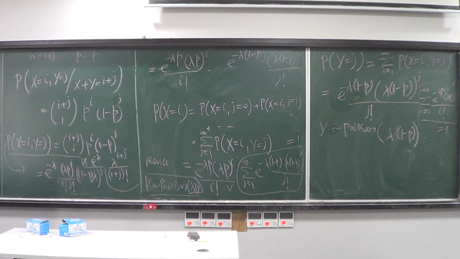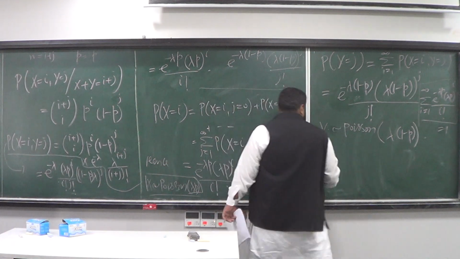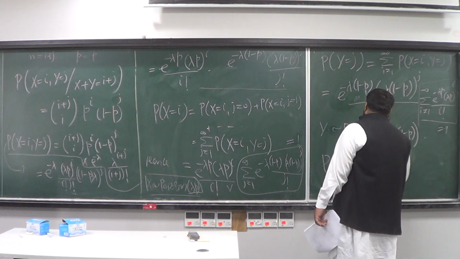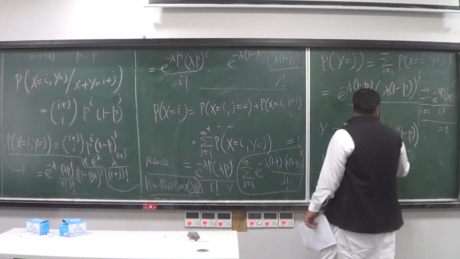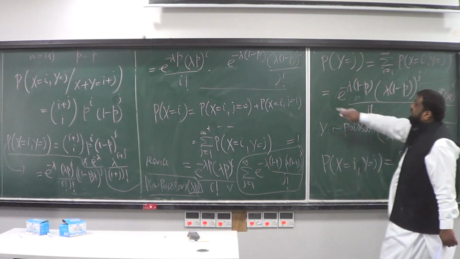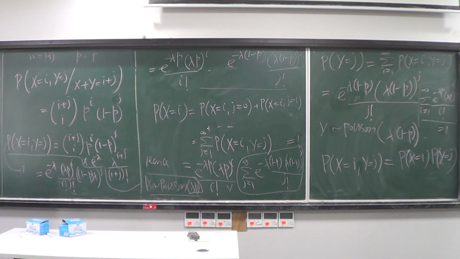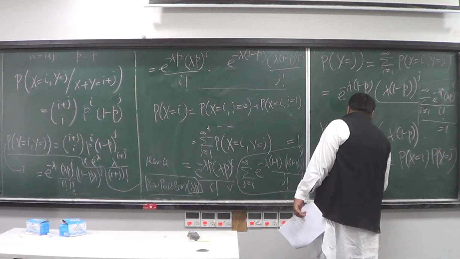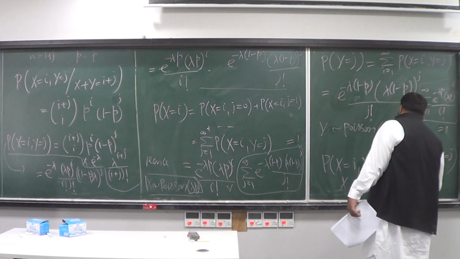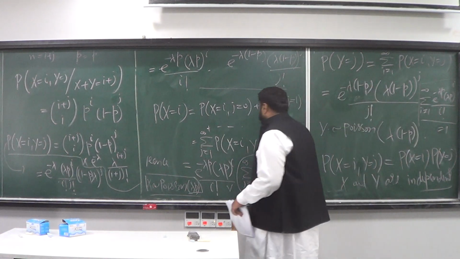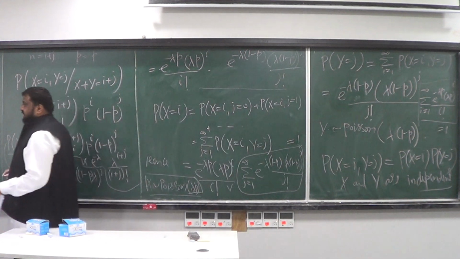So this shows X has a Poisson distribution with the parameter lambda p, and Y has a Poisson distribution with the parameter lambda(1-p). And using this equation, we also deduce that the probability of X equal to i and Y equal to j is equal to the probability X equal to i times, as we just proved, the probability Y equal to j. And what does this also show? That X and Y are independent random variables.